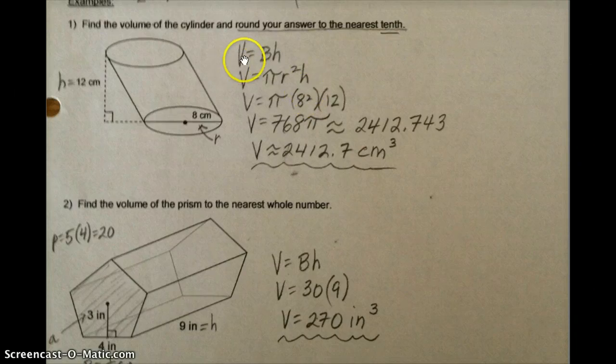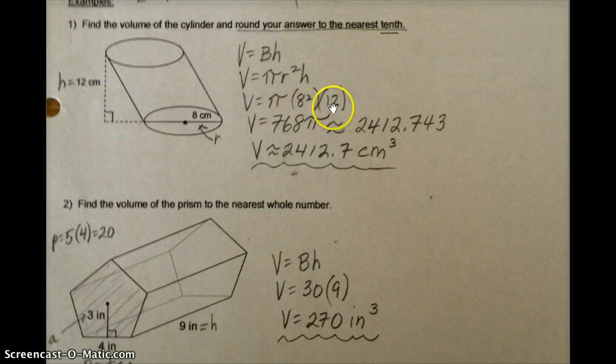So let's think about this. We need to have the volume equals the area of the base times the height. Our base for an oblique cylinder is going to be a circle. Just the way it's drawn, it still is a circle. It's still a cylinder, so it is a circle on the bottom. So we have pi r squared times h. It says that r is 8 centimeters, so we're going to square 8 centimeters, squared times the height of 12.